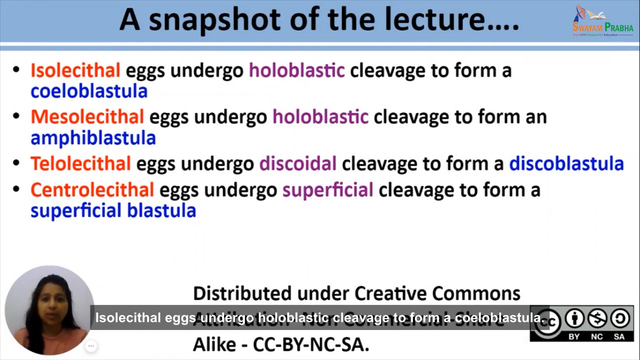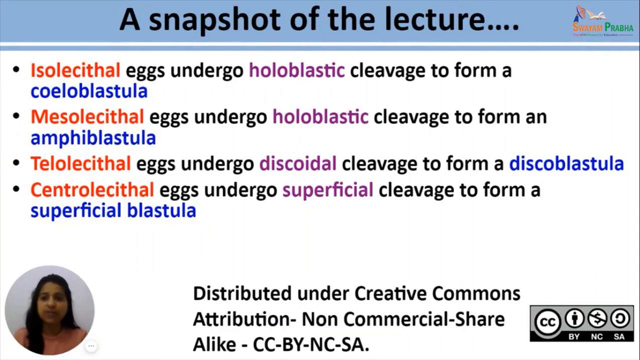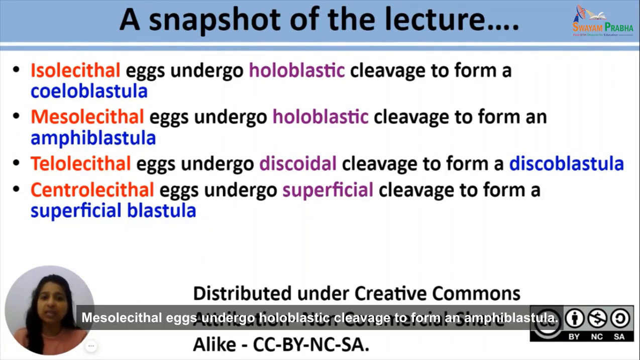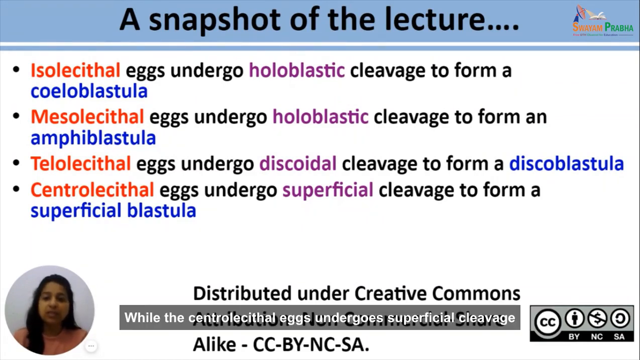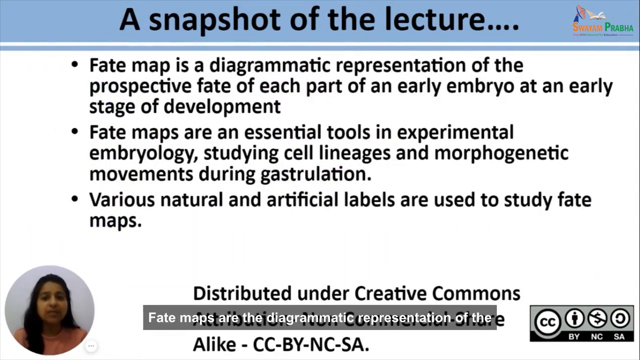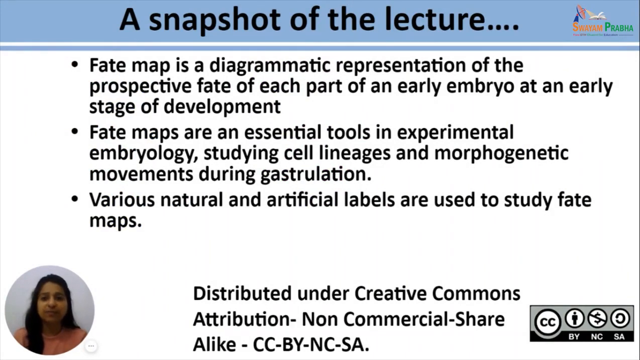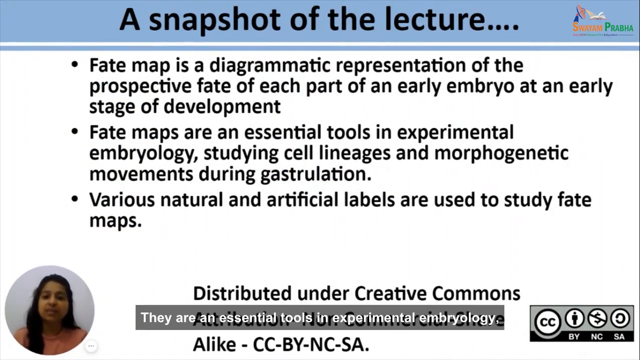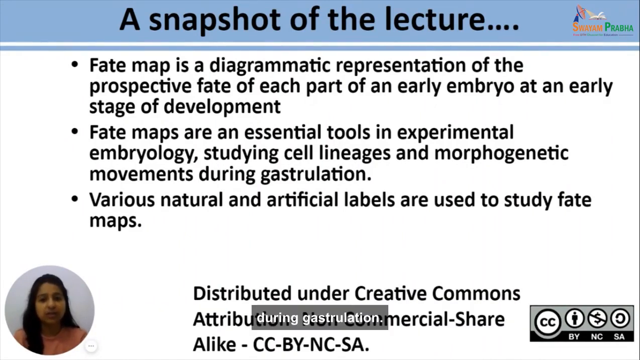Isolecithal eggs undergo holoblastic cleavage to form a coeloblastula. Mesolecithal eggs undergo holoblastic cleavage to form an amphiblastula. Telolecithal eggs undergo discoidal cleavage and form a discoblastula, while the centrolecithal eggs undergo superficial cleavage to form a superficial blastula or the periblastula. Fate maps are the diagrammatic representation of the prospective fate of each part of an early embryo at an early stage of development. They are essential tools in experimental embryology, studying cell lineages and also the morphogenetic movements during gastrulation.